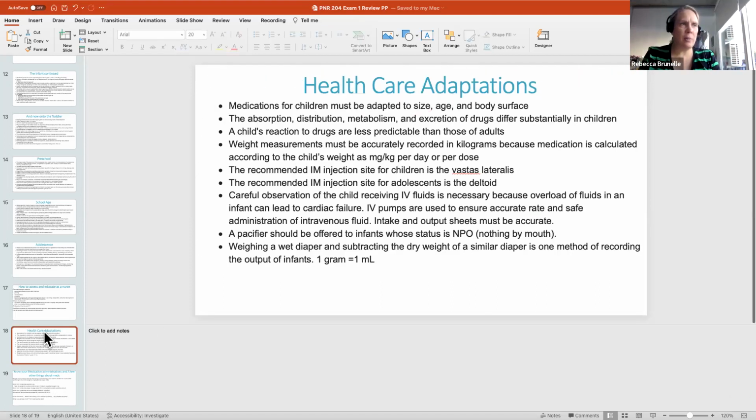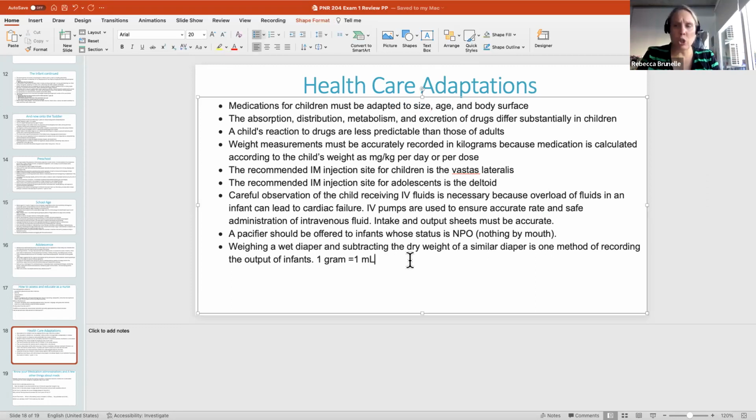And then the other thing that we talked about, if you have to get a urine culture on a baby, how do you do it? How do you get the urine? You have to do a straight cath. Okay. Straight cath. Okay.